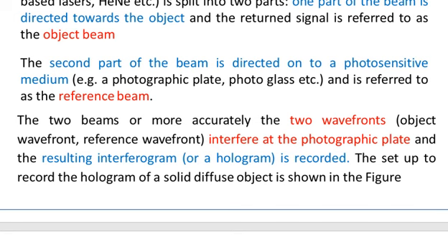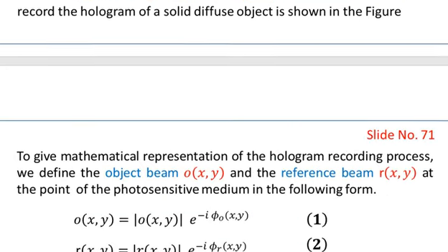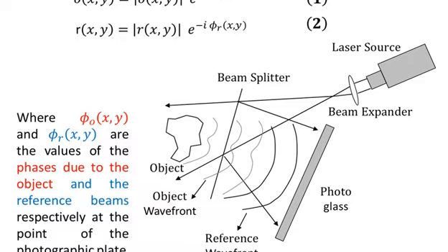The two beams, or more accurately the two wavefronts, that is the object wavefront and the reference wavefront, interfere at the photographic plate, and the resulting interferogram or hologram is recorded. The setup to record the hologram of a solid diffuse object is shown in the figure below. For example, this one.